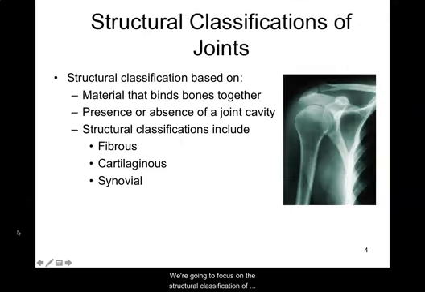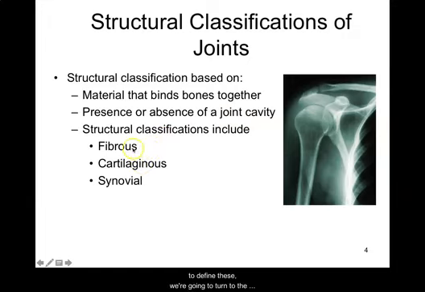We're going to focus on the structural classification of joints for the anatomy part of our articulation lecture. Structural classifications are based on what's present that's holding the bones together, holding the materials together, whether or not there's a joint cavity, which is a fluid-filled capsule that surrounds the articulating surfaces of these bones. So structural classifications come in 3 broad umbrella categories. Fibrous and cartilaginous joints are going to not have a joint cavity. So if there's no joint cavity, then we're going to find that it's either a fibrous joint or a cartilaginous joint.